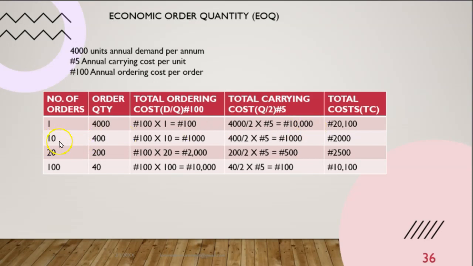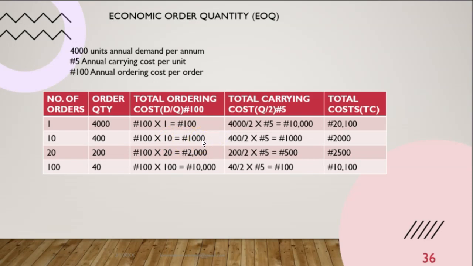Then the second option is that we choose to buy or order 400, which means each time we will order 400 units. It means for us to order all the 4,000 units that we have in a year, we are going to make 10 orders. If each order is 100 naira, we multiply that 100 naira by 10, we are going to get 1,000 naira.